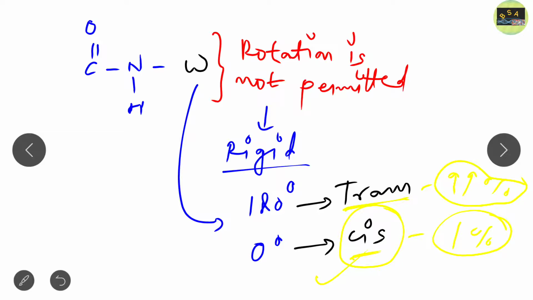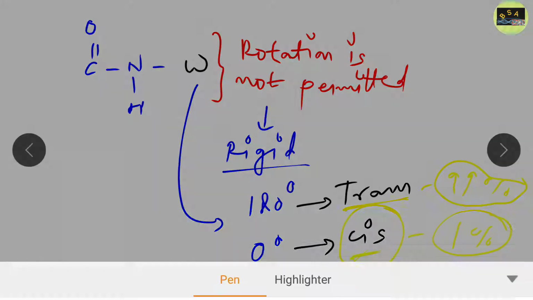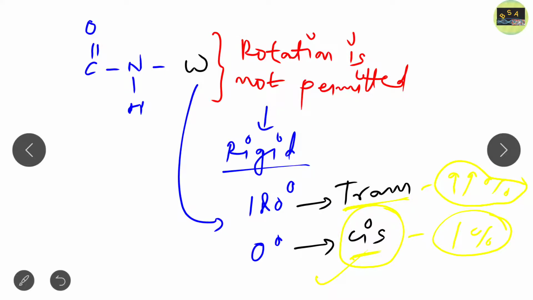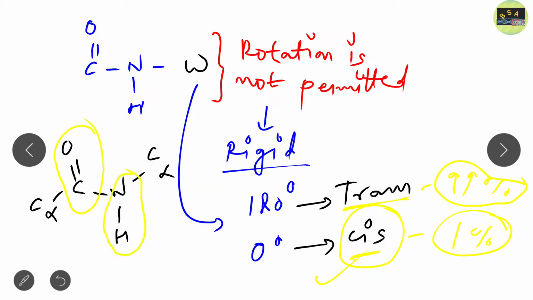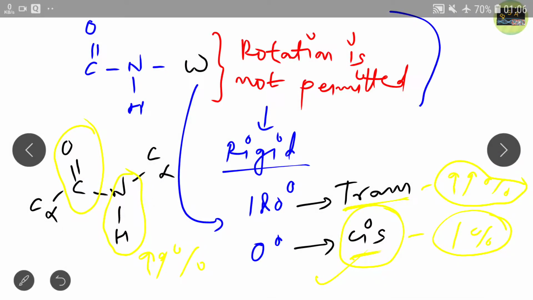Okay, so if you look at the trans structure and cis structure of this angle, just look here. This is a trans structure, that is C alpha, C, NH, C alpha. Here you can easily find that this CO and this NH are present on two different sides, and due to this there is less steric hindrance, and due to this 99% of cases favor this trans structure.